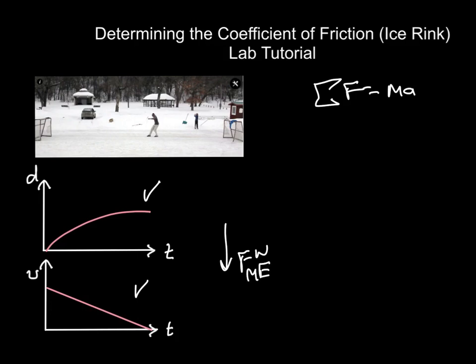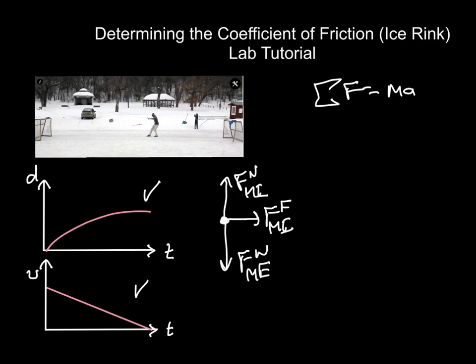So there's the weight downward. There's the ice supporting him upward. And then most interestingly, if you think about the horizontal forces, there's only one force in the horizontal direction, and that is the force of friction that is slowing him down.